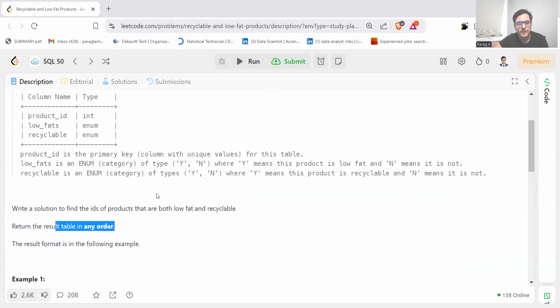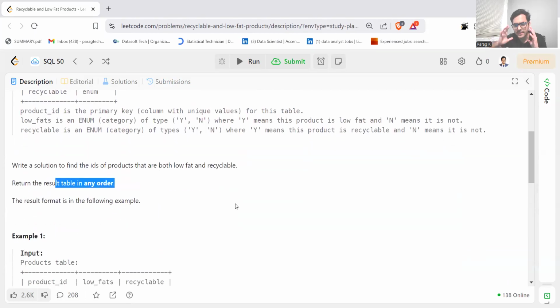So even before we know what we have to do, the correct approach for this would be that we have to use a where statement, which is very simple. Why? Because it wants it to be low fat and recyclable. We cannot use having. There's no requirement of a group by or having. There's no requirement of any aggregation of any sort, I feel, in here.